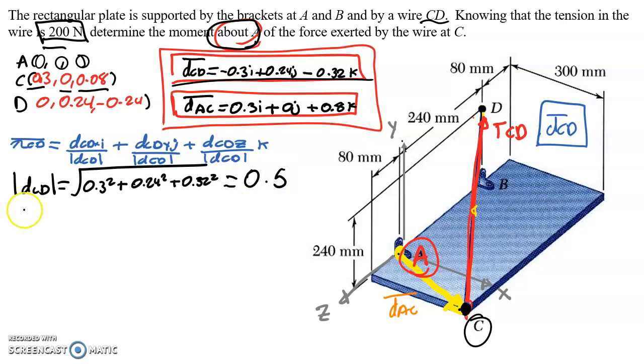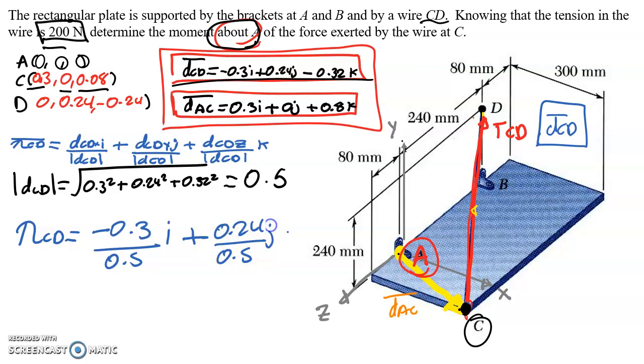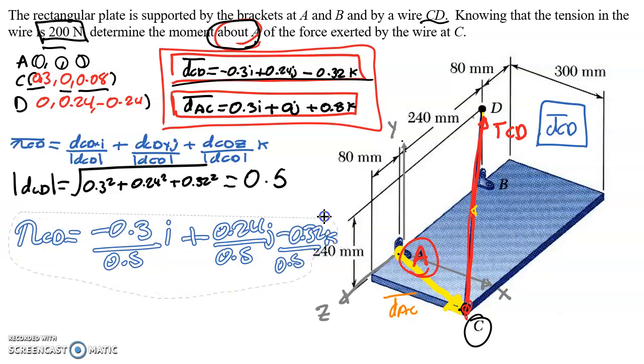That gives 0.5. Hence, lambda can be calculated as the component of CD in X, minus 0.3 over 0.5. We can just leave it like that, no need to make the calculation. That's going to be more exact. This in I, plus the component in J, 0.24 over 0.5, plus the component in K, which is negative 0.32 over 0.5 in K. That's going to be our direction.